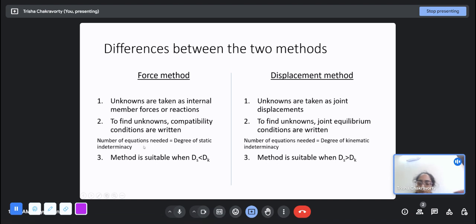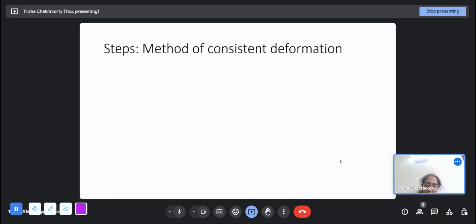Of course, now kinematic indeterminacy is different from static indeterminacy, and since the number of equations is equal to the degree of static or kinematic indeterminacy, we will choose the method depending on which degree is lesser, because that is the number of extra equations we have to solve. So, if the degree of static indeterminacy is less, we will choose the force method, and if the degree of kinematic indeterminacy is less, we will choose this displacement method.